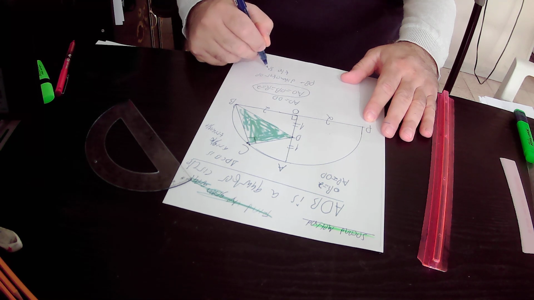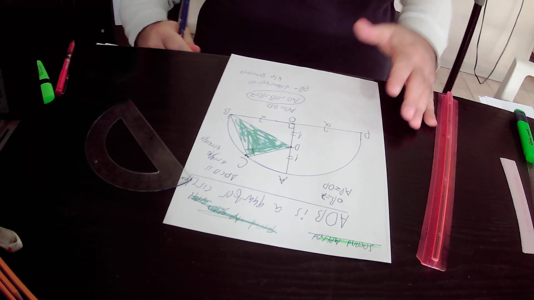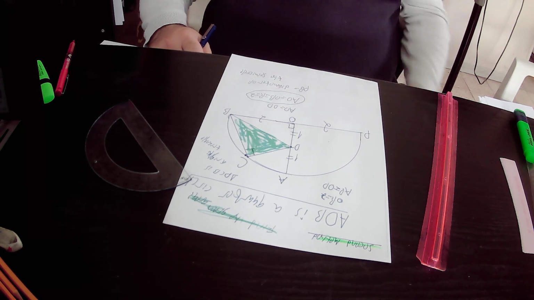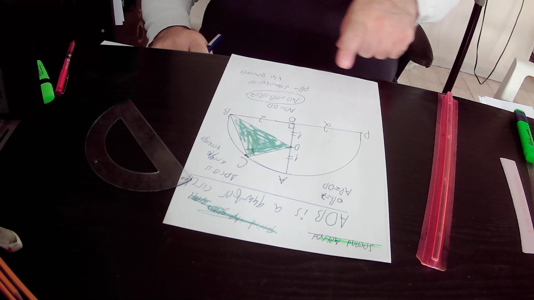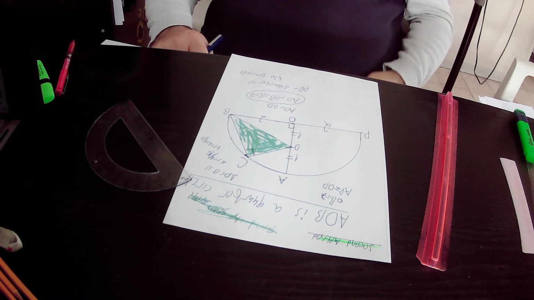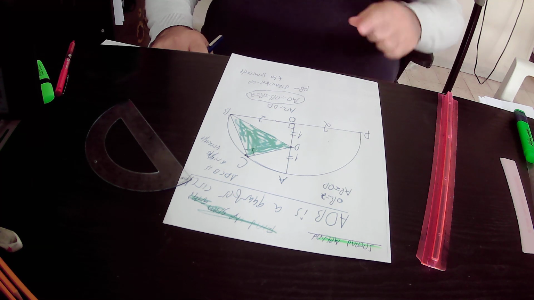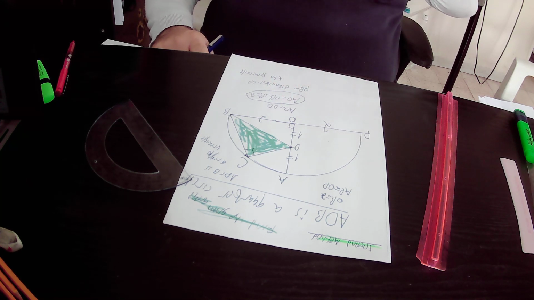Any chord that passes through the center of the circle or semicircle must be the diameter, so PB passes through point O, therefore it must be the diameter. Actually, PB is a straight line because we extended the radius BO by a straight line, and when you extend a straight line by a straight line, the result must be a straight line. So PB is a straight line that is equal to the diameter of the semicircle.